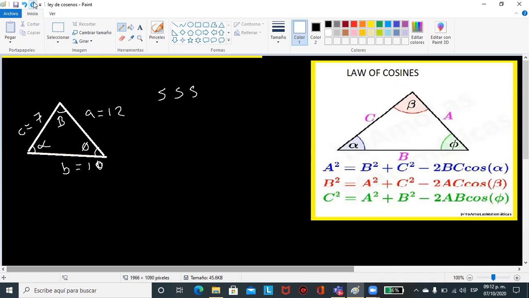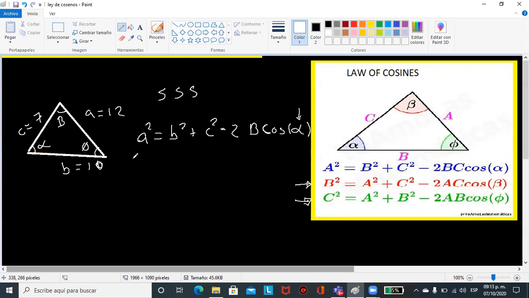Okay, so let's start with the formula. The formula says that A squared is equal to B squared plus C squared minus 2BC times the cosine of alpha, or the angle of A. For this kind of problem, we can start with this formula or whichever version of it. Doesn't matter. So pause the video and take notes. So let's continue.